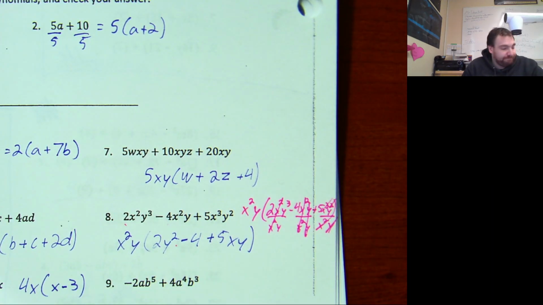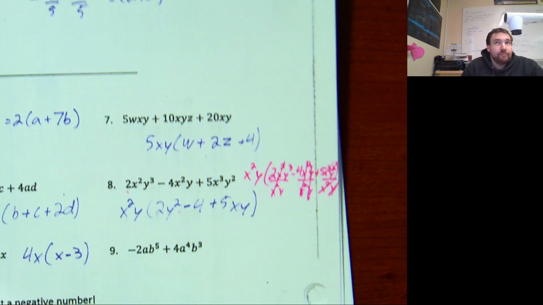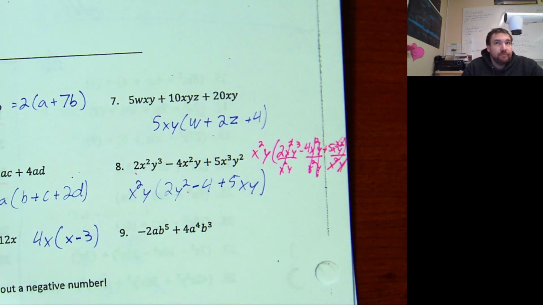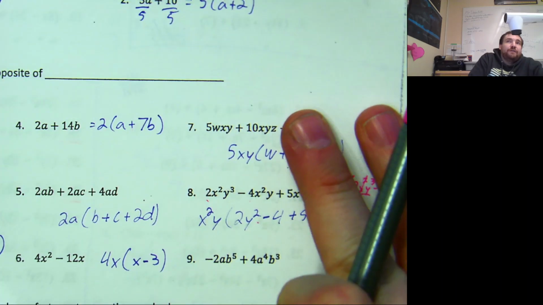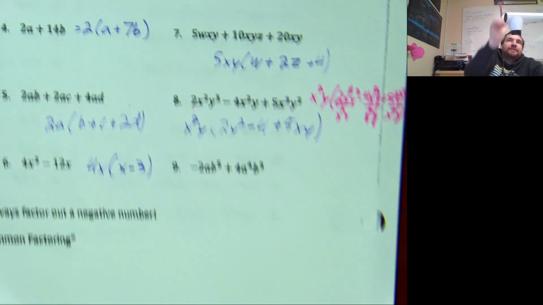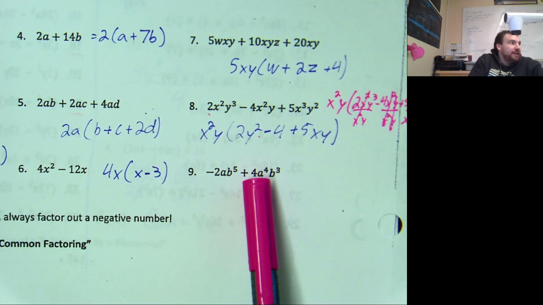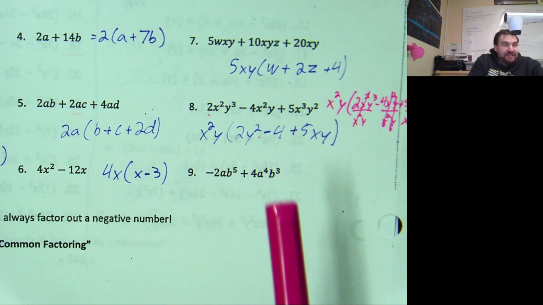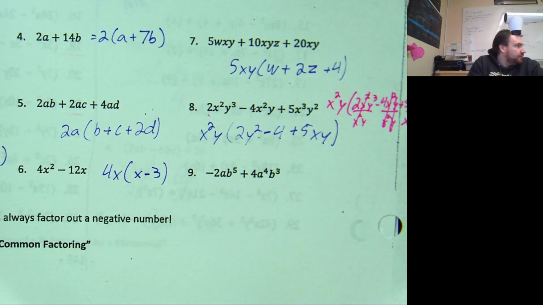So the next one, the negative. And then the last one is going to be number 9. I've got -2ab to the 5 plus 4a to the 4b cubed. So Danny, this is similar to what you were asking before. What if I had a negative first coefficient and a positive second coefficient? Is the negative common to both terms?